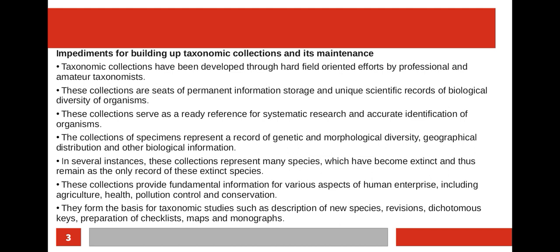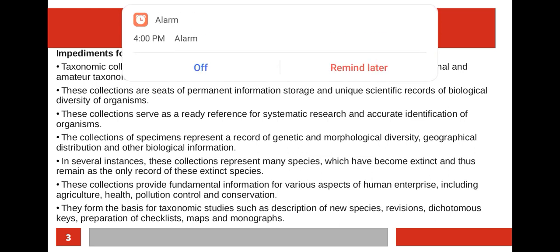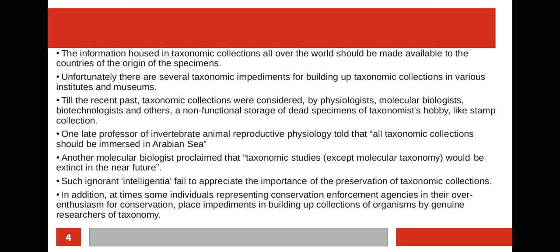In several instances, these collections represent many species which have become extinct and thus remain as the only record of these extinct species. These collections provide fundamental information for various aspects of human enterprise, including agriculture, health, pollution control, and conservation. They form the basis for taxonomic studies such as description of new species, revisions, dichotomous keys, preparation of checklists, maps, and monographs. The information housed in taxonomic collections all over the world should be made available to the countries of origin of these specimens. Unfortunately, there are several taxonomic impediments.